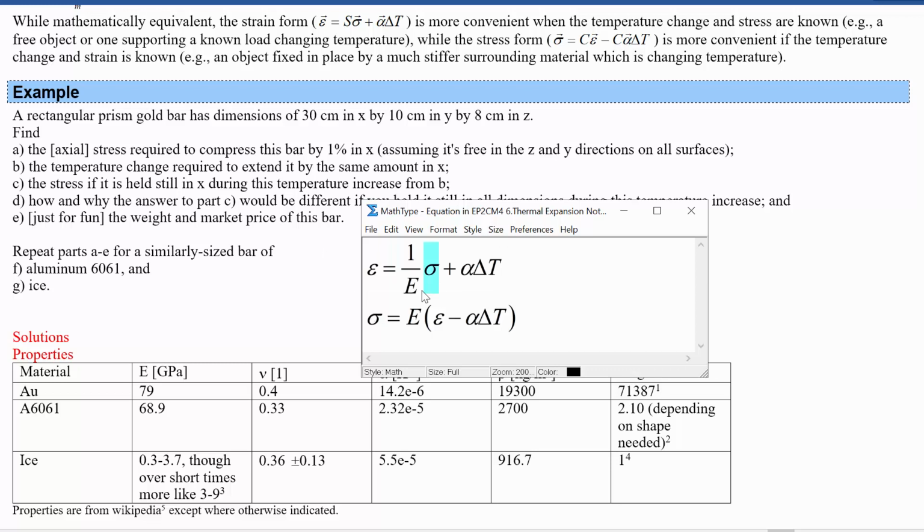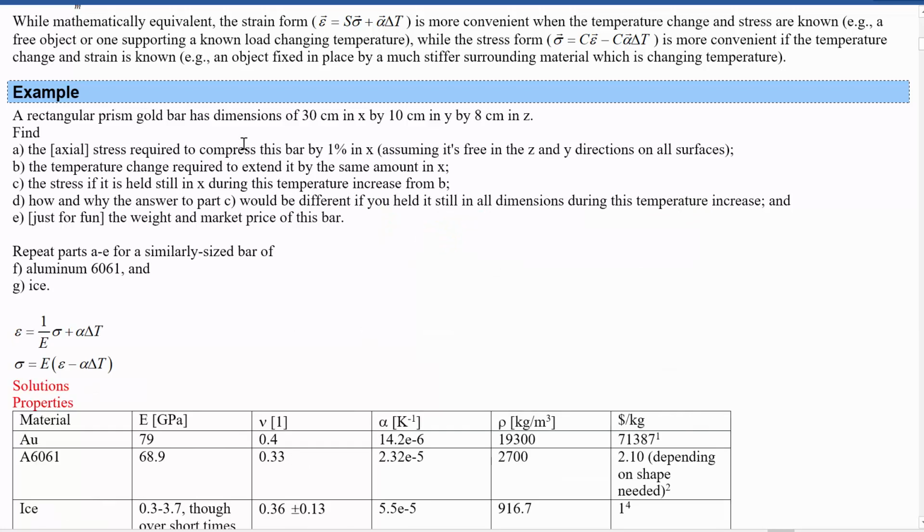stress that we calculated in part A, which by itself with no temperature change led to 1% compression, and the temperature change from part B, which led to a 1% expansion, would add together to create 0 on this side. So we'd expect that if we increase it by the same temperature change while holding this to 0, then the stress that shows up should be the exact same stress that we got from part A. Okay, so that's the solution for parts A, B, and C.